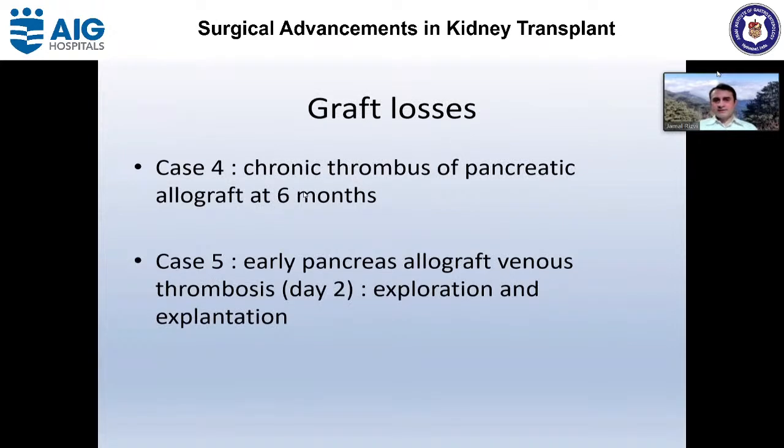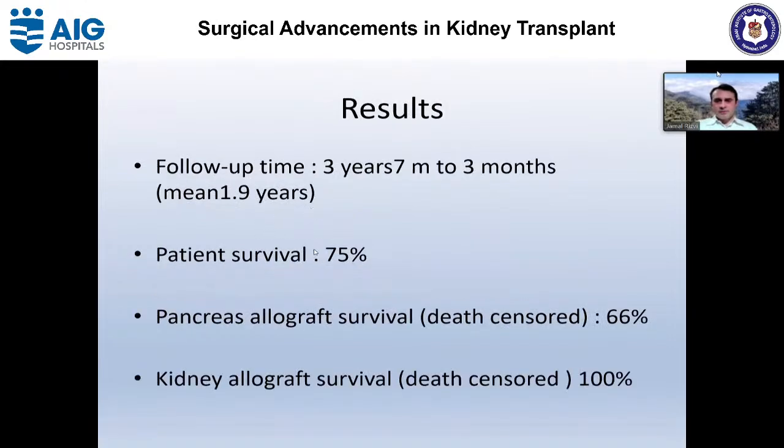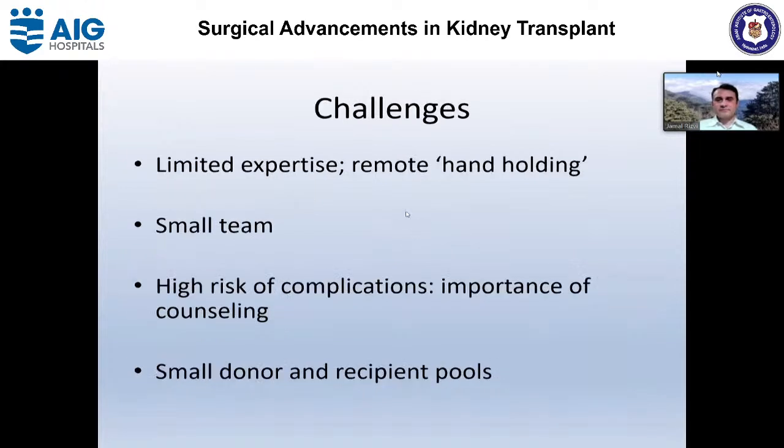Of the remaining 6, 2 grafts have been lost, 1 due to chronic thrombosis of the pancreas allograft at 6 months, but the kidney remains functioning, and 1 venous thrombosis on day 2, which required early explantation. So our patient survival has been 75%. The death-censored pancreas allograft survival is 66%, and the kidney allograft survival has been 100%.